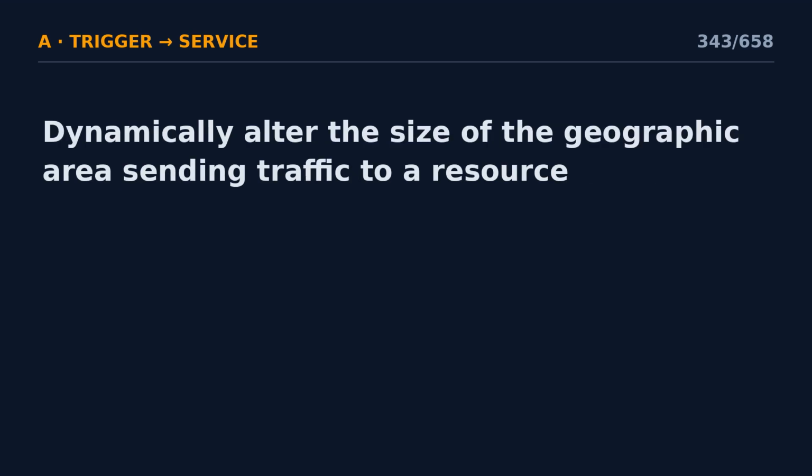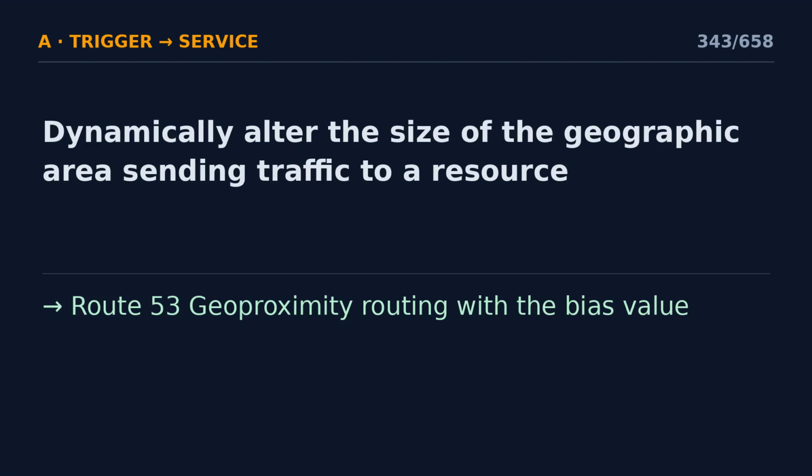Dynamically alter the size of the geographic area sending traffic to a resource. Answer: Route 53 geoproximity routing with a bias value.